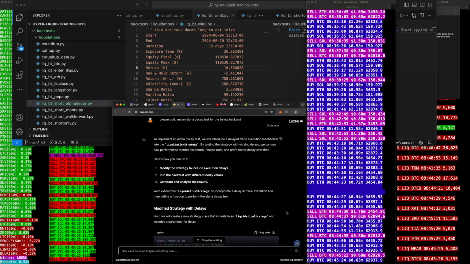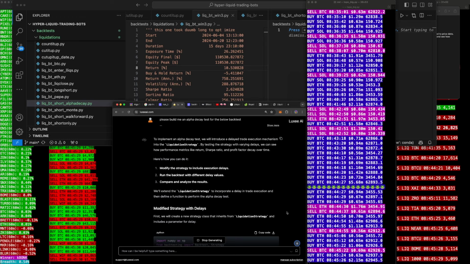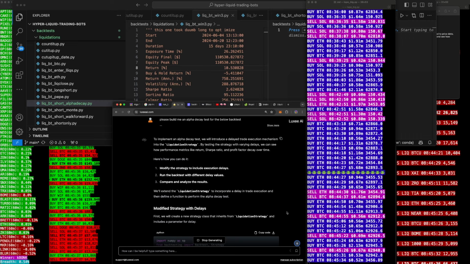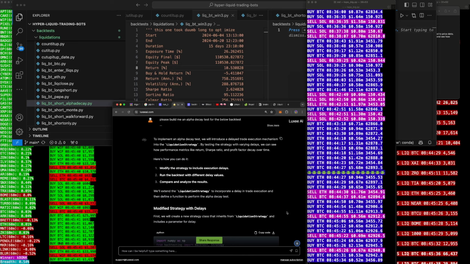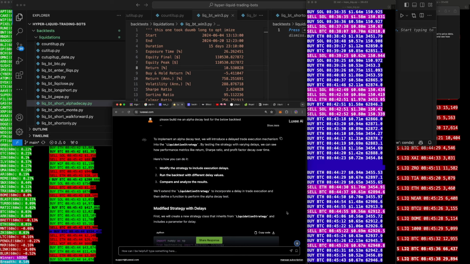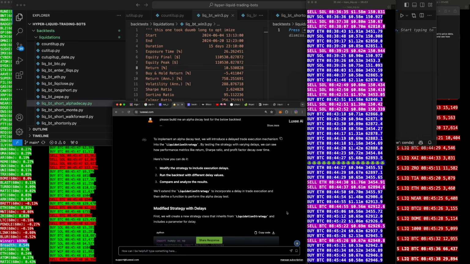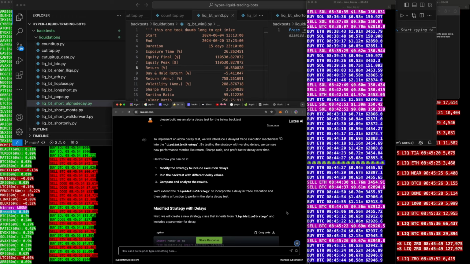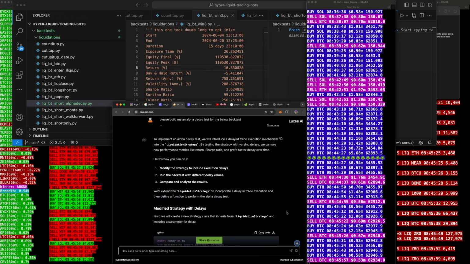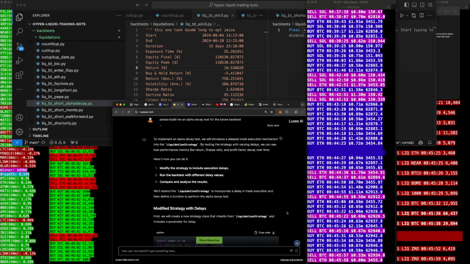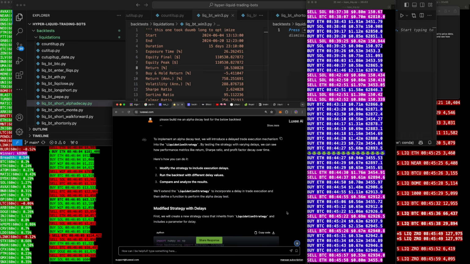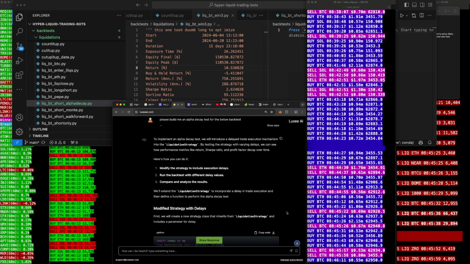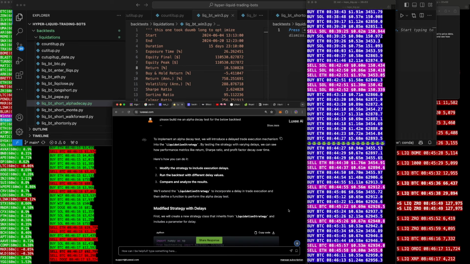Let's go ahead and read about it first. To implement an alpha decay test, we will introduce a delayed trade execution mechanism into the liquidation strategy by testing the strategy with varying delays. We can see how performance metrics like return, Sharpe, and profit factor decay over time. Here's how you can do it: modify the strategy to include execution delays, run the backtest with different delay values, compare and analyze the results. We'll extend the liquidation strategy, incorporate a delay in trade execution, and define a function to perform the alpha decay test. That sounds super good to me. I don't know about you.